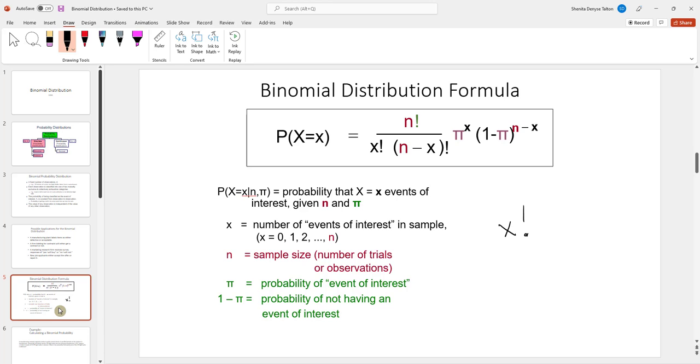Okay, so let's go over what these variables mean. n is the sample size. That's the number of trials or observations. X is the number of events of interest in the sample. Then you get probability. It looks like a pi sign, but it means probability. That's the probability of the event of interest.